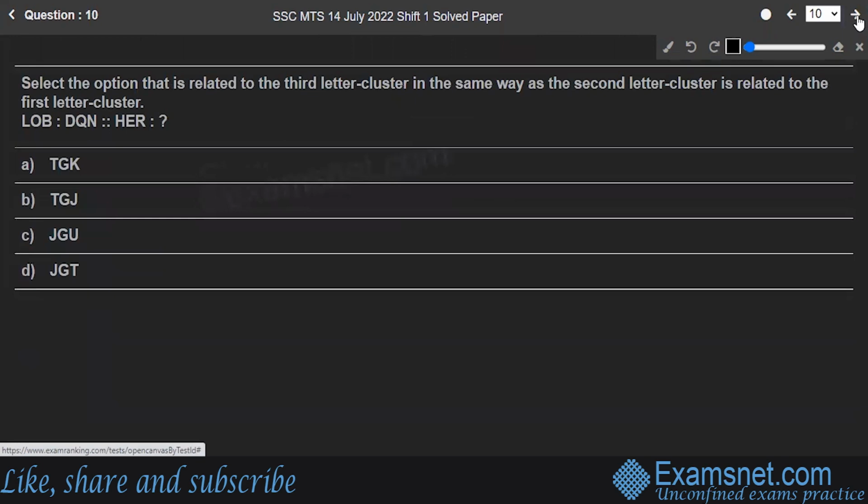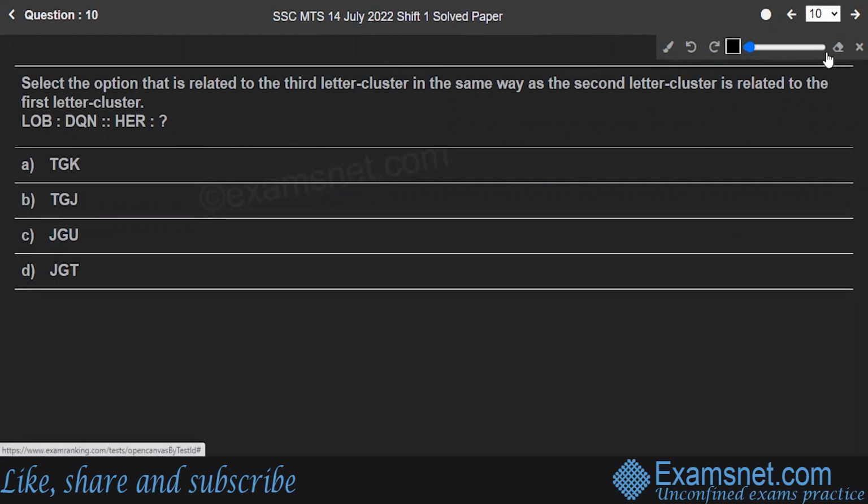Select the option that is related to the third letter cluster in the same way as the second letter cluster is related to the first letter cluster. So that means there exists a relationship between these two, and the same relationship exists between these two as well. So let's go fast. Here is LOB.